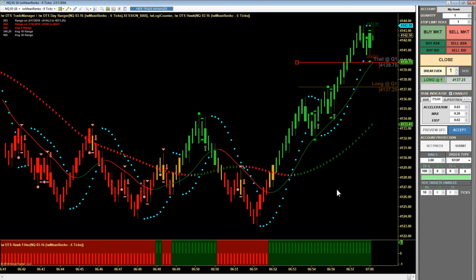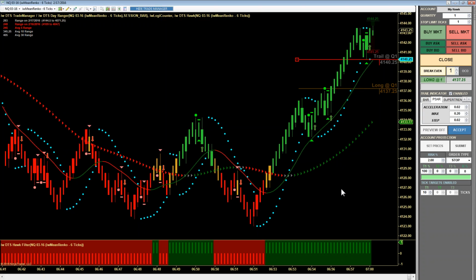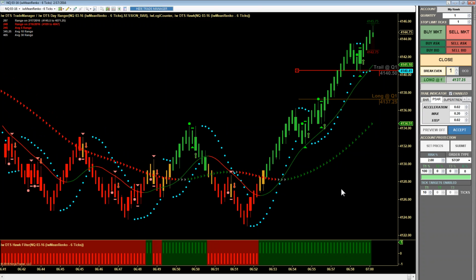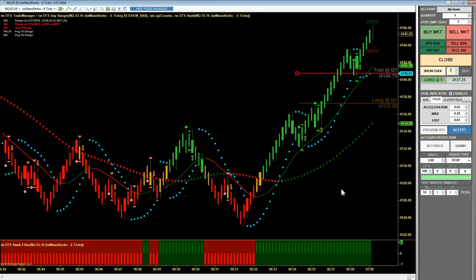Oh, we might be able to ride out this swing after all. The buyers have shown up. There we go. Who's your daddy? Get going. All right, so we rode out one of the swings.